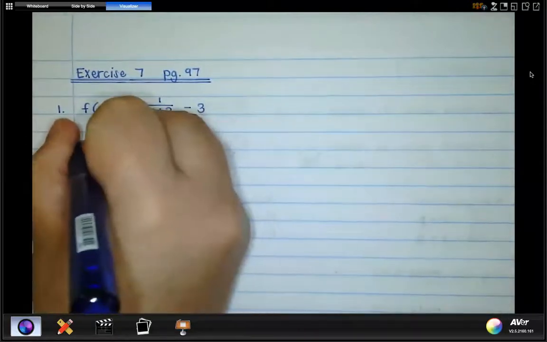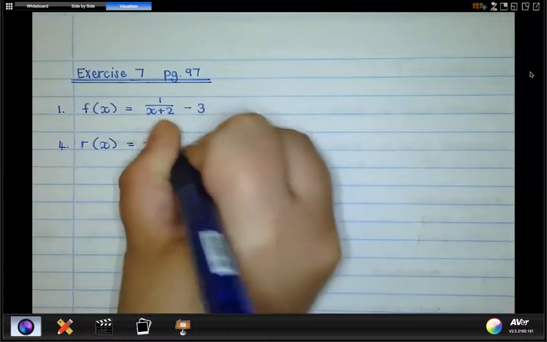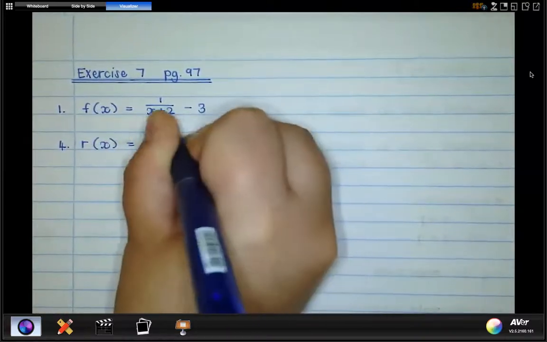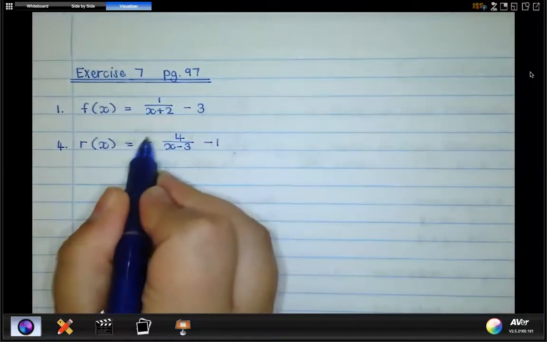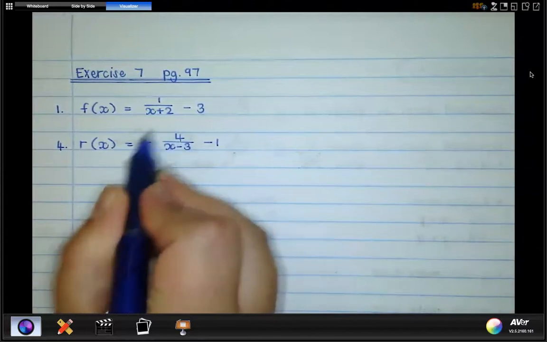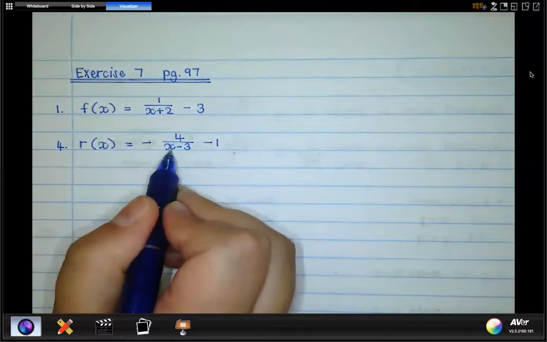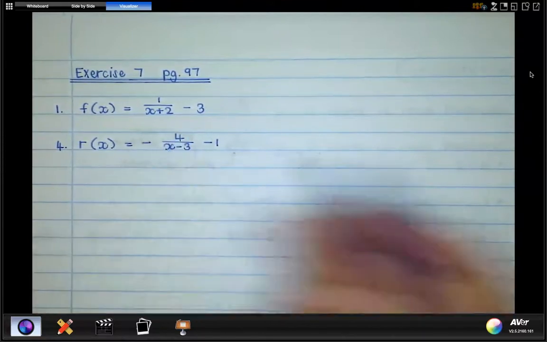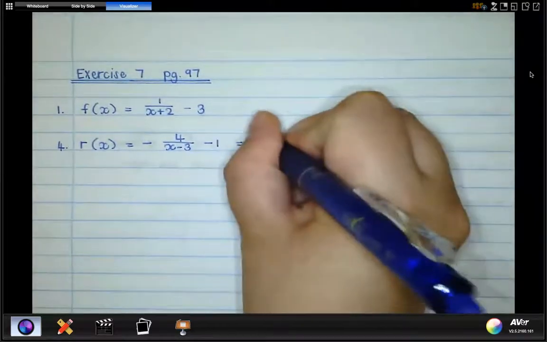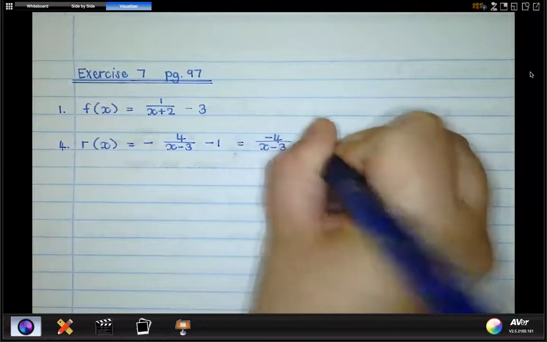Then number 4 is asking for the graph r of x, which is negative 4 over x minus 3, minus 1. Now, guys, this negative is going to go with the 4. All right, so in actual fact here, your a value is negative. If the negative is in front, you're not going to put the negative with your x at the bottom. You're going to put it with the numerator. So this is the same as negative 4 over x minus 3, minus 1.